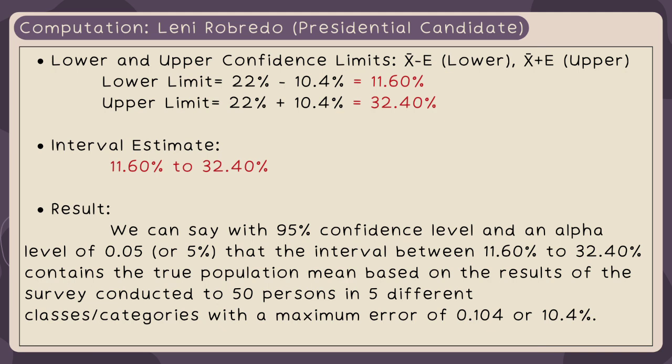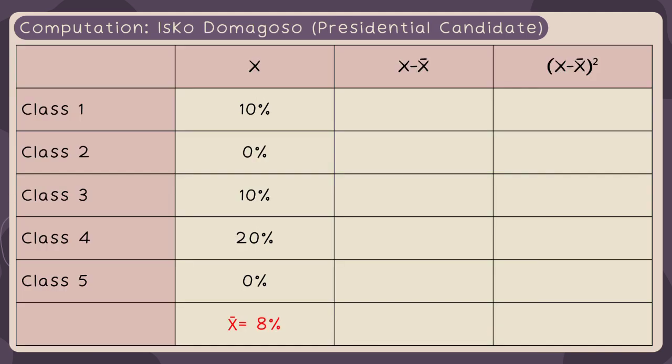And the final statement is we can say with 95% confidence level and an alpha level of 0.05 or 5%, that the interval between 11.60% to 32.40% contains the true population mean based on the result of the survey conducted on the 50 persons in 5 different classes or categories with a maximum error of 0.104 or 10.4%. The last presidential candidate is Isko Domagoso.